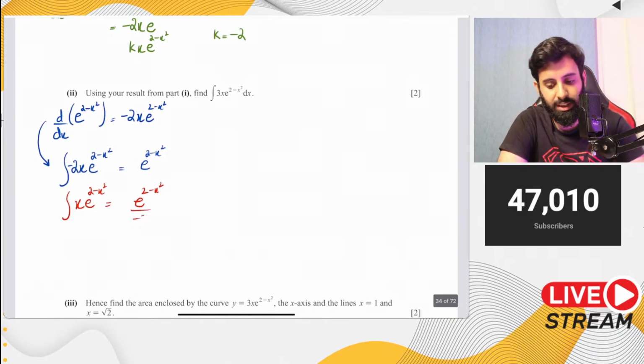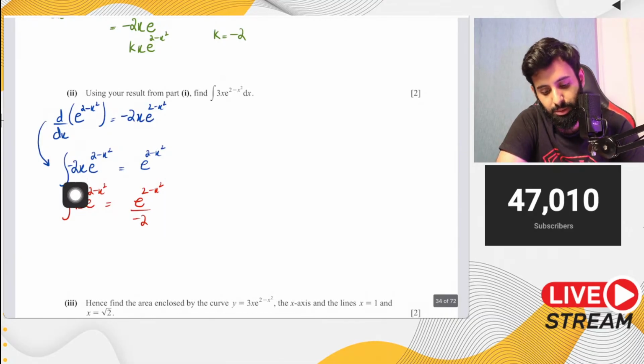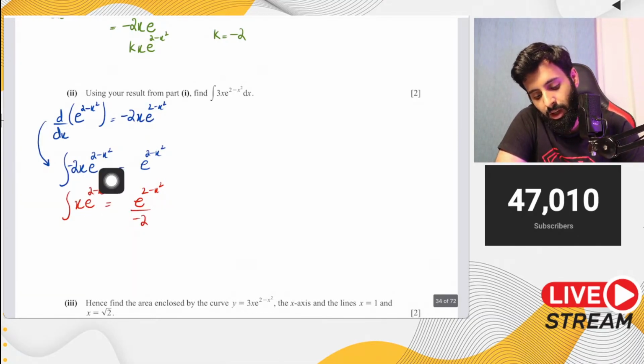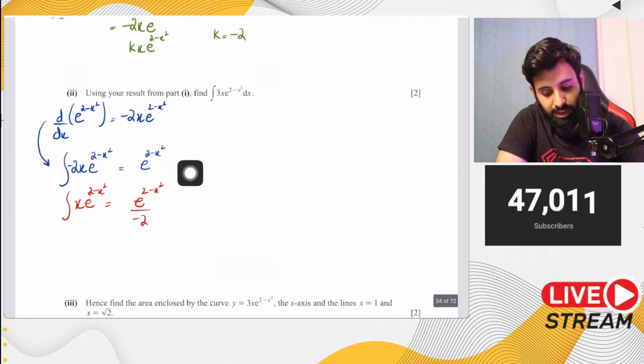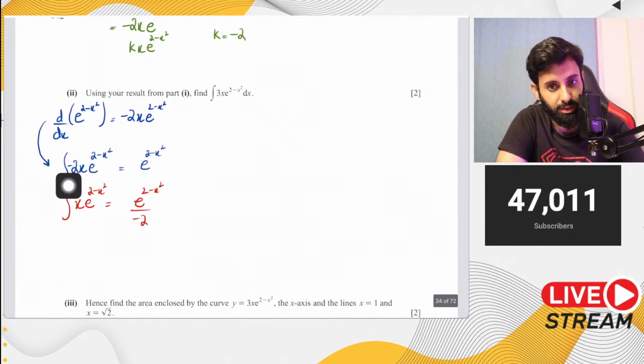Now I hope everyone understands this step over here. I've taken this minus 2 from here and taken it across the equals to sign. It's like multiplying the left hand side by minus 1 upon 2 and multiplying the right hand side by minus 1 upon 2 as well, so that we can just get rid of this. So I hope that's clear.